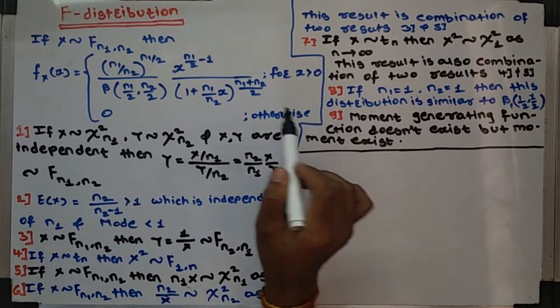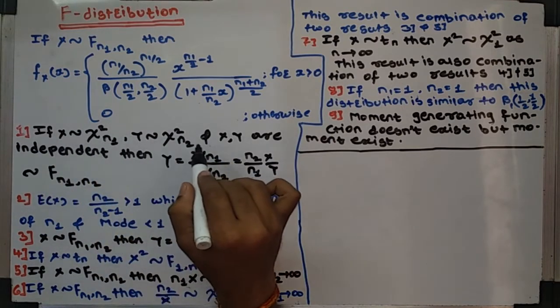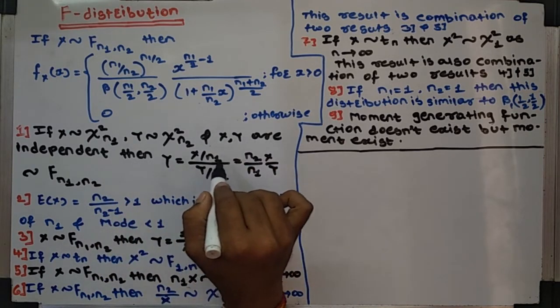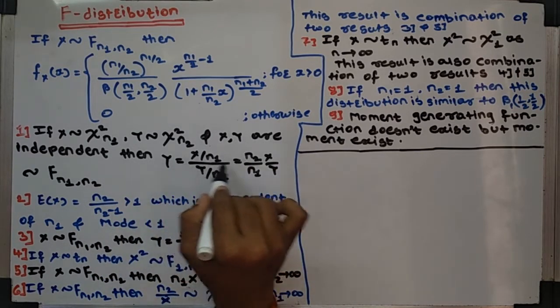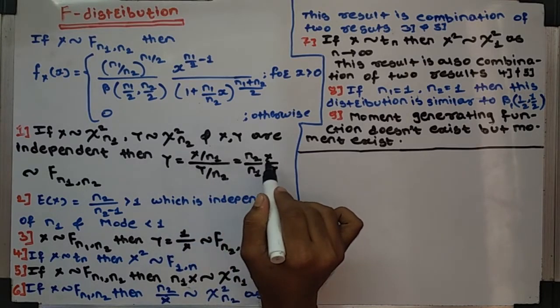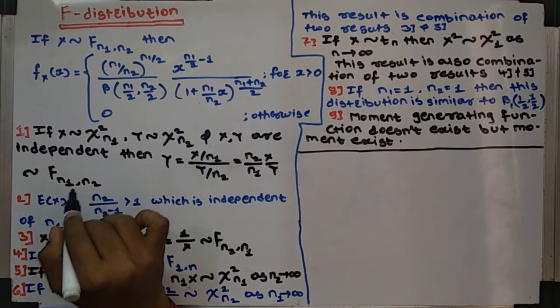and f(x) is equal to 0 otherwise. First result: if X follows chi-square with n1, Y follows chi-square with n2, and X, Y are independent, then (X/n1) divided by (Y/n2), equal to (n2/n1) into X/Y, follows F distribution with parameters n1, n2.